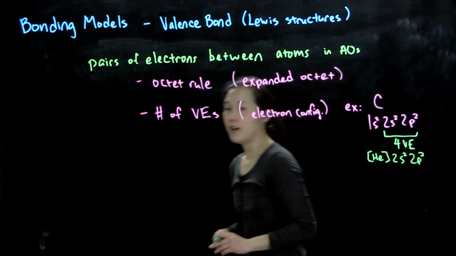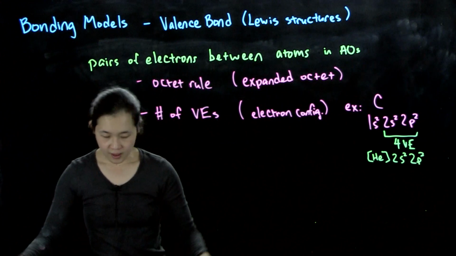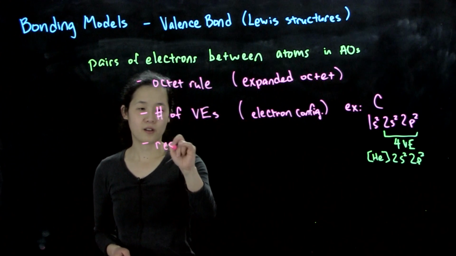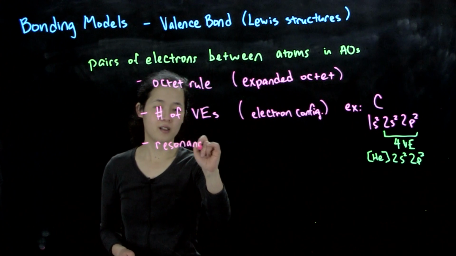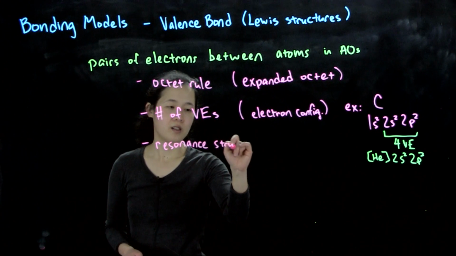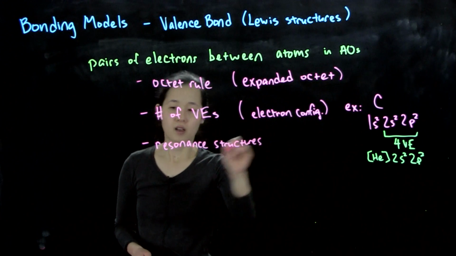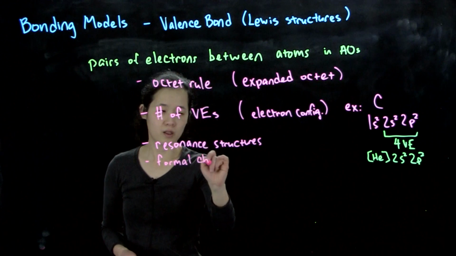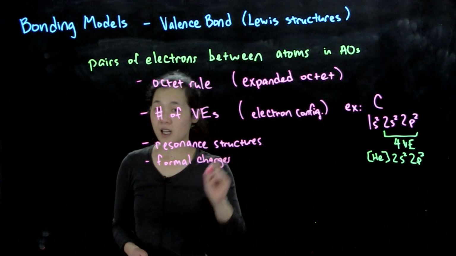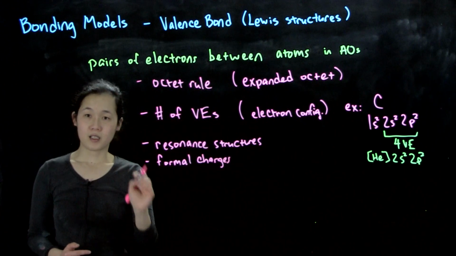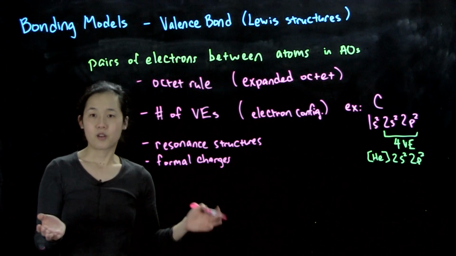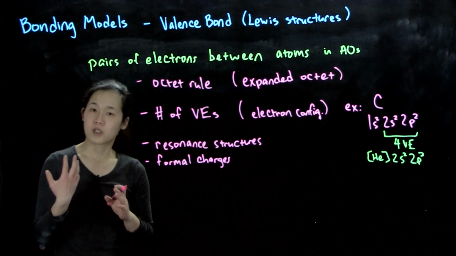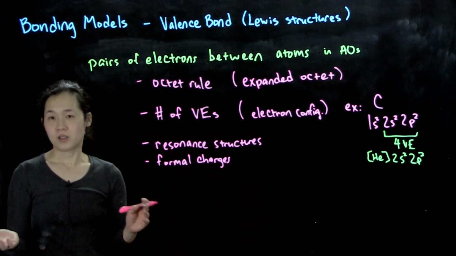Great. And the other thing that you'll need to know is resonance structures, which I'm sure you guys are all experts on from organic chemistry. Resonance structures and formal charges. Keep in mind again, formal charges are not oxidation states and they're not actual charges. They're just a simplified way to let you know which contributes most to a certain resonance structure.